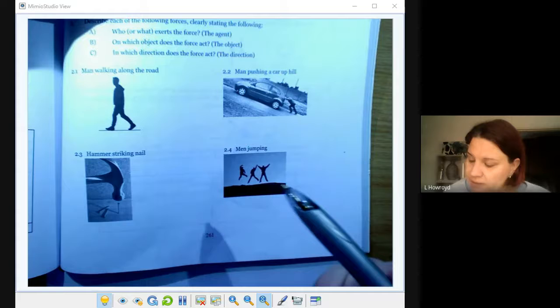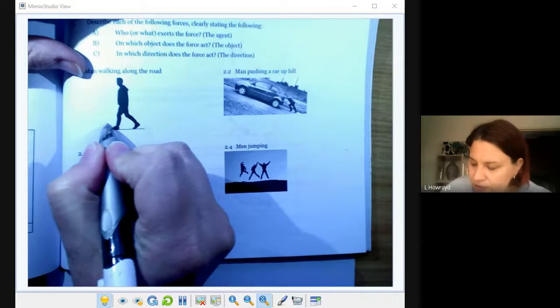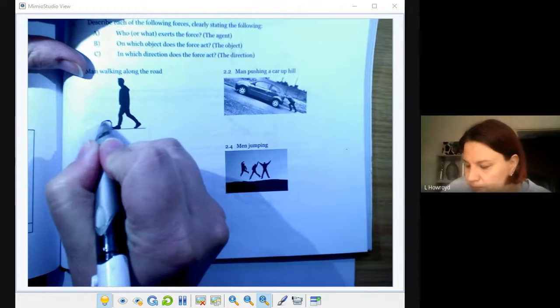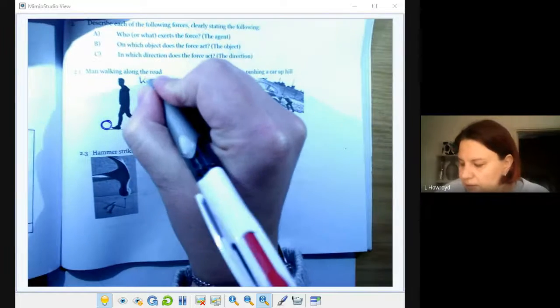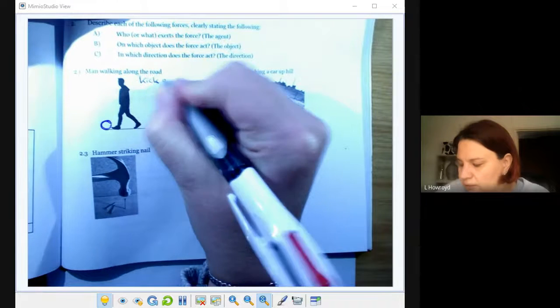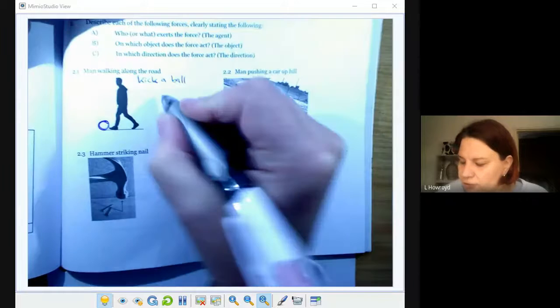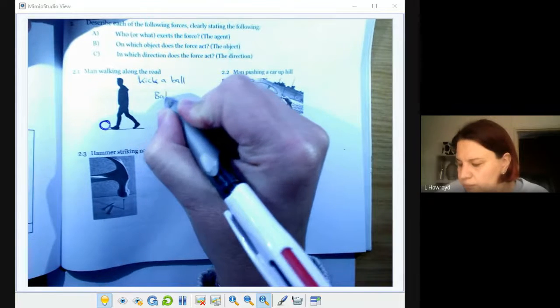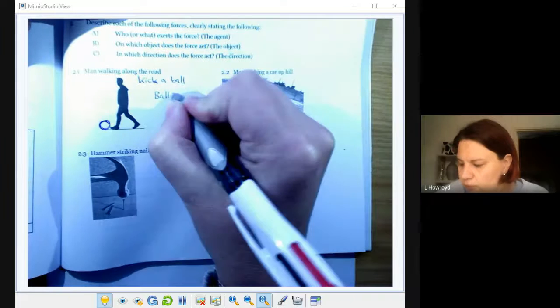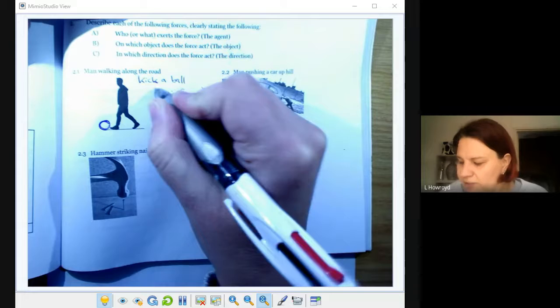So what I'm thinking is, let's pretend that he is actually going to kick a ball. Okay, so we can say kick a ball. Okay, and I want you to then look at the ball. Okay, the ball's forces. Okay, free body diagram for the ball.